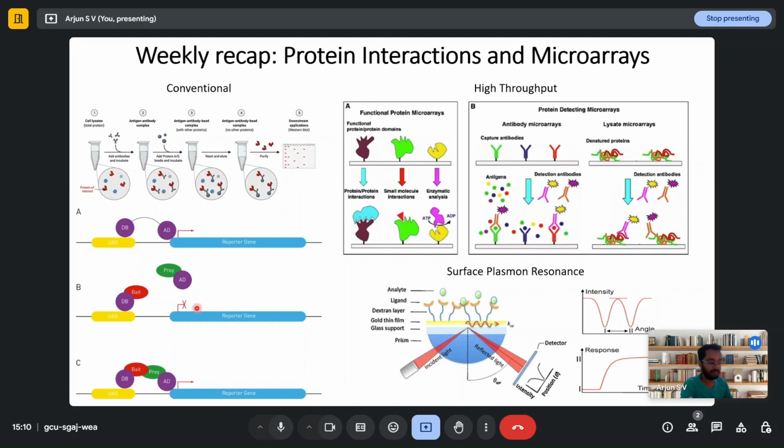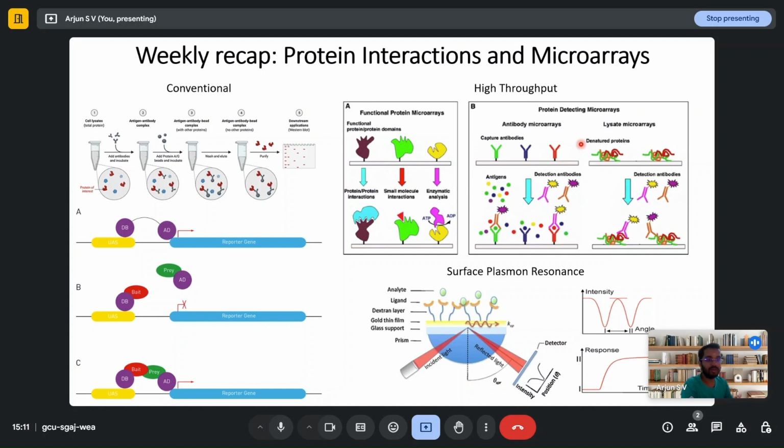And we also saw more about the yeast two-hybrid method. After discussing some of the conventional techniques, we moved on to discuss the high throughput techniques, of which we were predominantly discussing protein based microarrays. Protein based microarrays are very high throughput techniques because they use a very small amount of your sample.